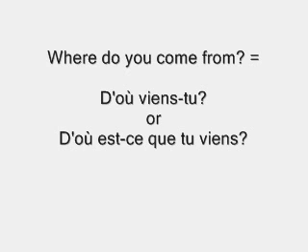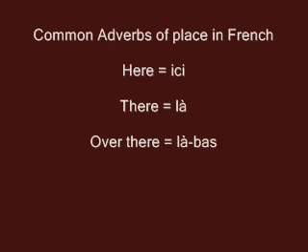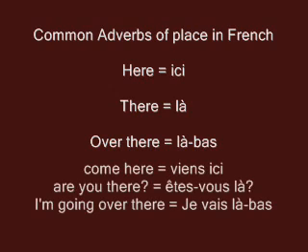I think we still have enough time left, so I will quickly give you some useful adverbs of place in French. By adverbs of place, I mean adverbs such as here, there, over there. Here is ici in French. So come here is viens ici. Ici is here.